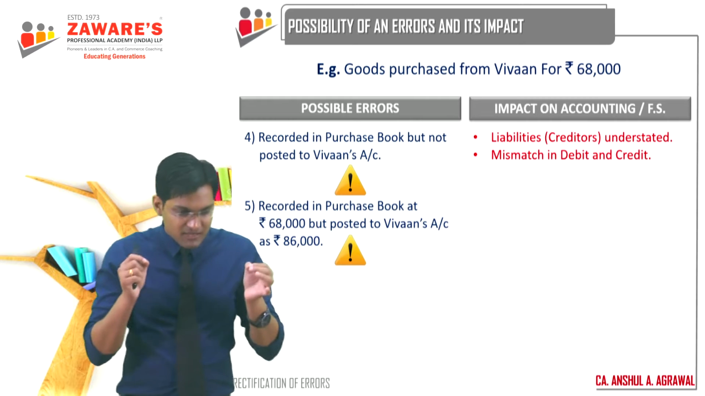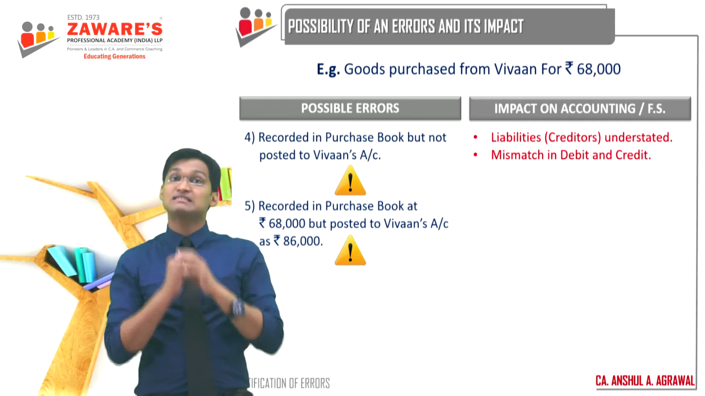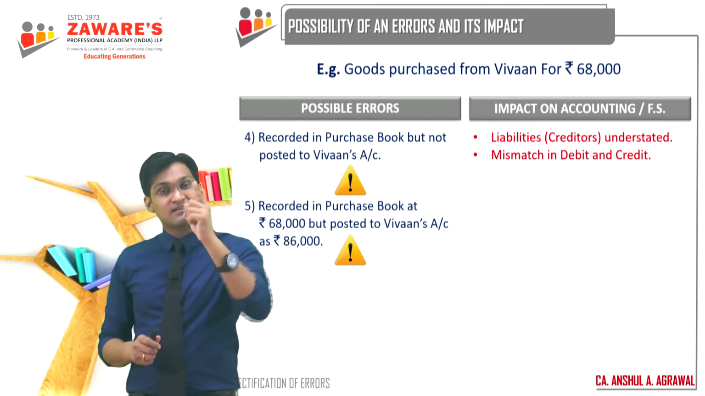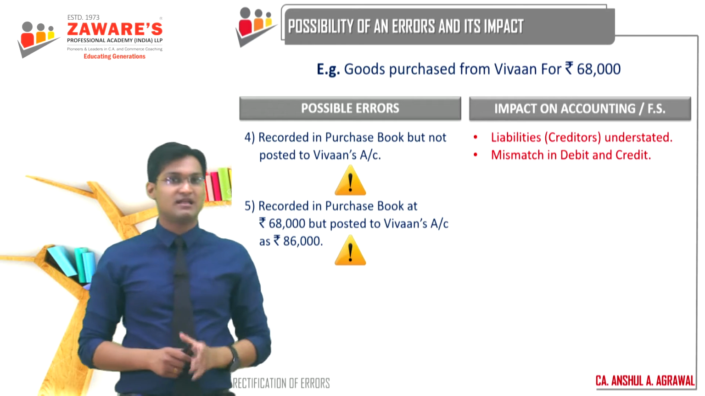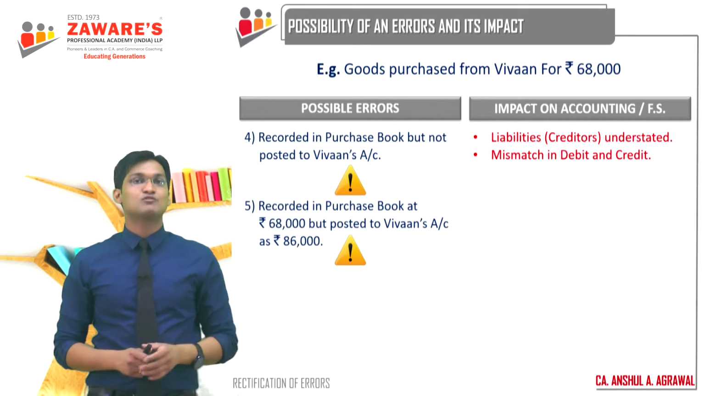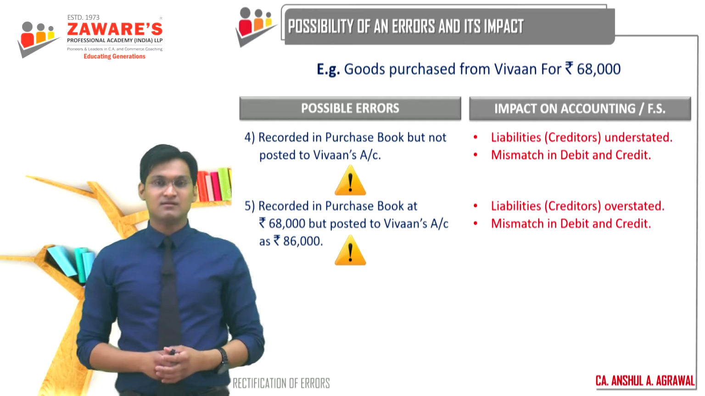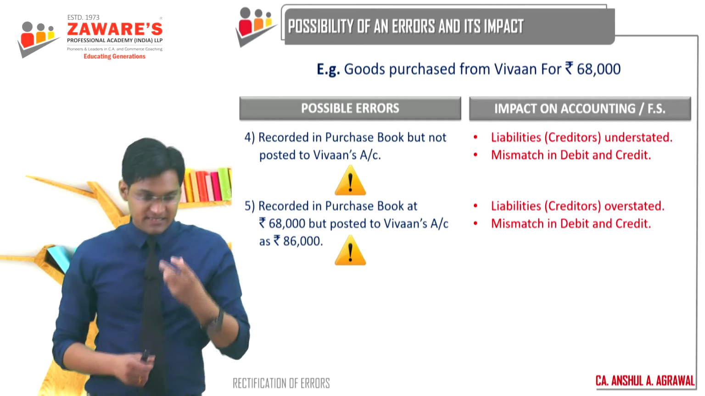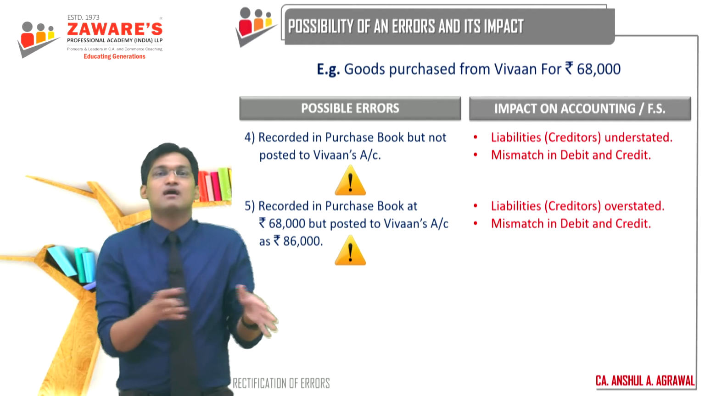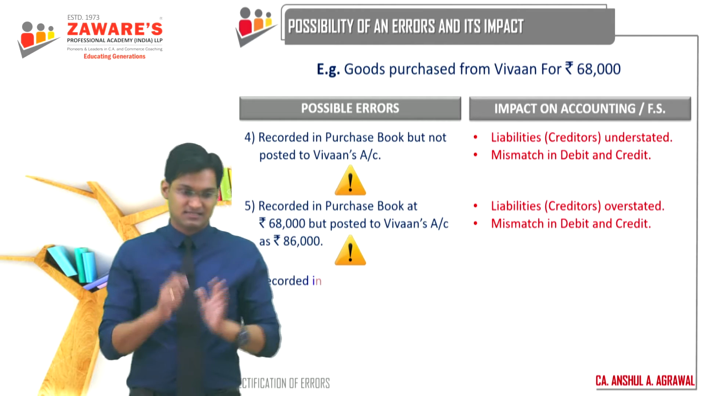You recorded in purchase book at 68,000 but posted to Vivan's account as 86,000. Again an error. You've recorded in purchase book at 68,000, correct value. Debit is absolutely correct. In Vivan account, you posted 86,000. You posted excess credit by 18,000. What will happen? My liabilities will get overstated. And again, there is mismatch in debit and credit. Why mismatch? Because debit you have done 68,000, credit you have done 86,000.